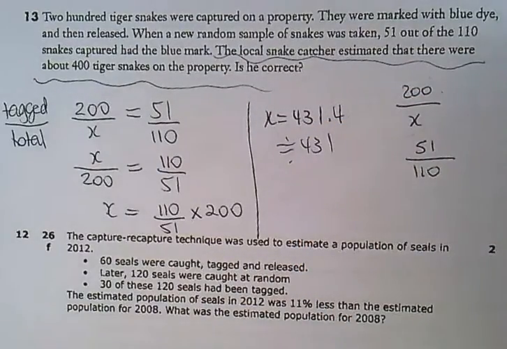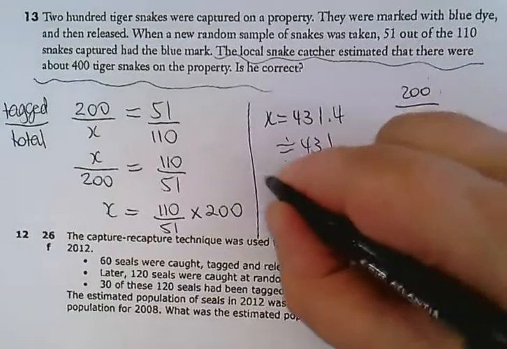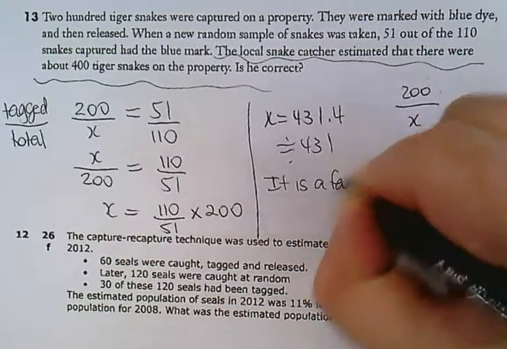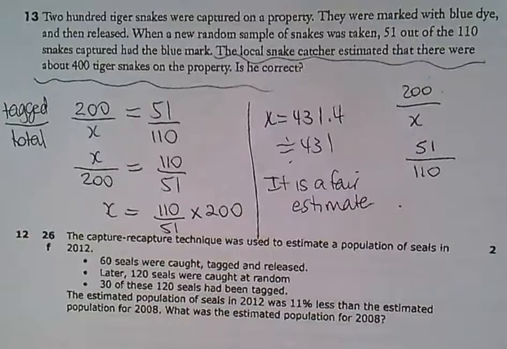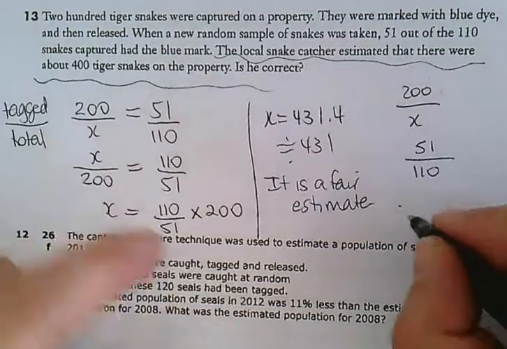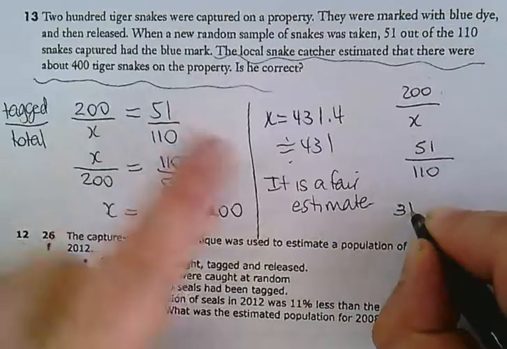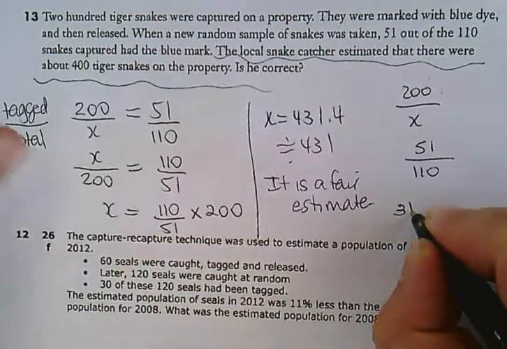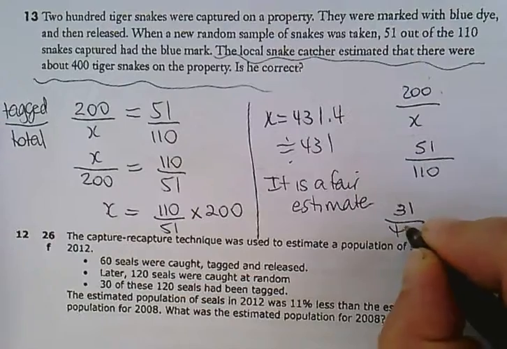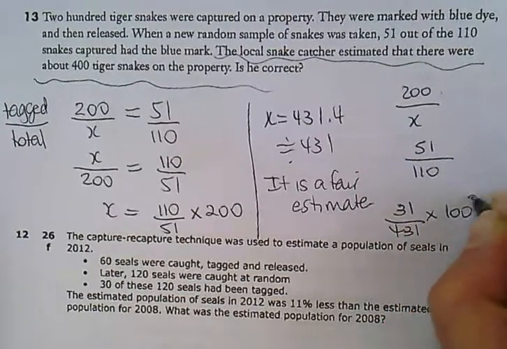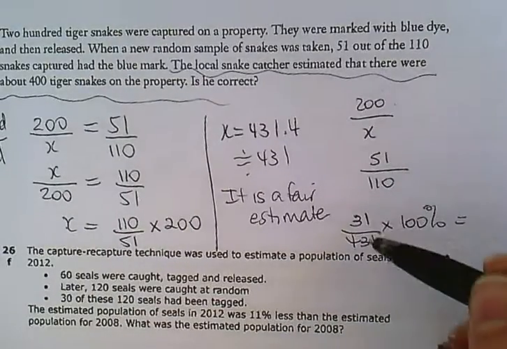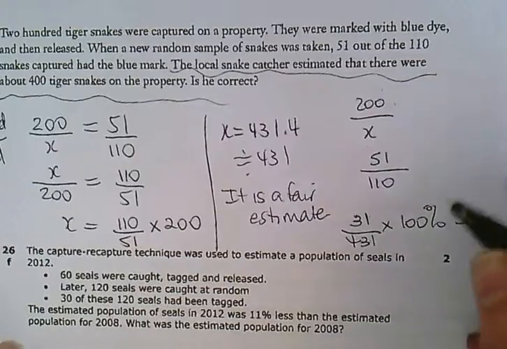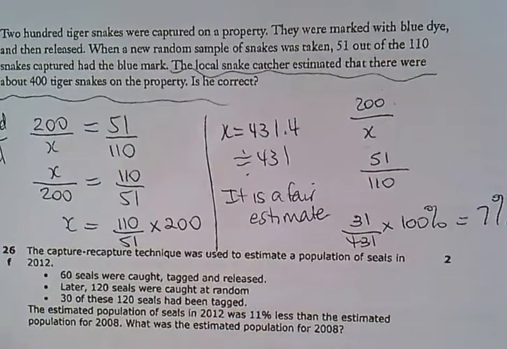I think it's a pretty good estimate. He's about 30 off, 30 out of 400. If you want to see how accurate it is, the difference between his estimate and yours is 31 out of the actual 431 on the property. I'm just seeing his percentage correctness. He's off by 31 out of 431. 7% off is not too bad for estimating a population.